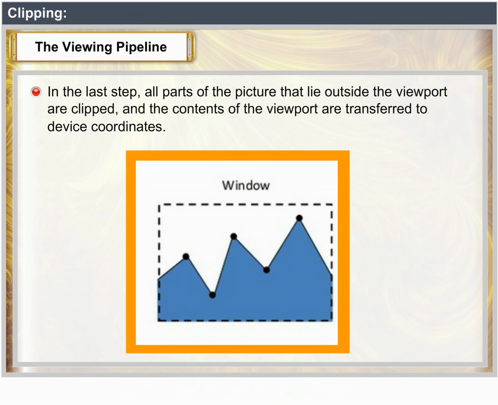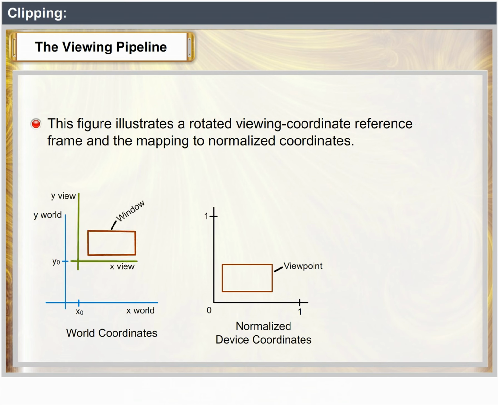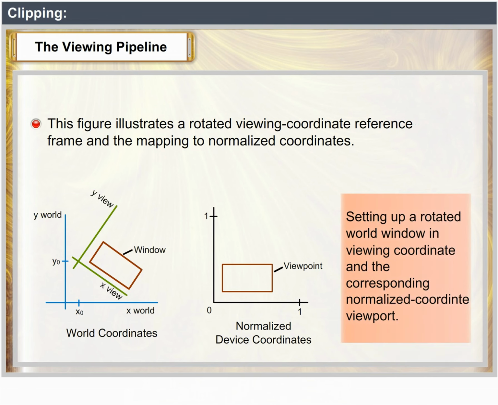At the final step, all parts of the picture that lie outside the viewport are clipped, and the contents of the viewport are transferred to device coordinates. This figure illustrates a rotated viewing coordinate reference frame and the mapping to normalized coordinates. Setting up a rotated world window in viewing coordinates and the corresponding normalized coordinate viewport.